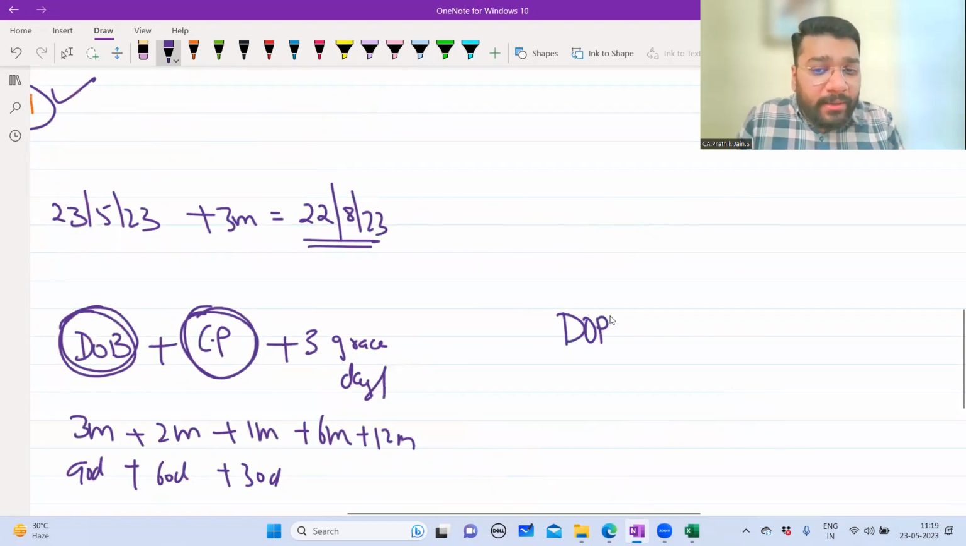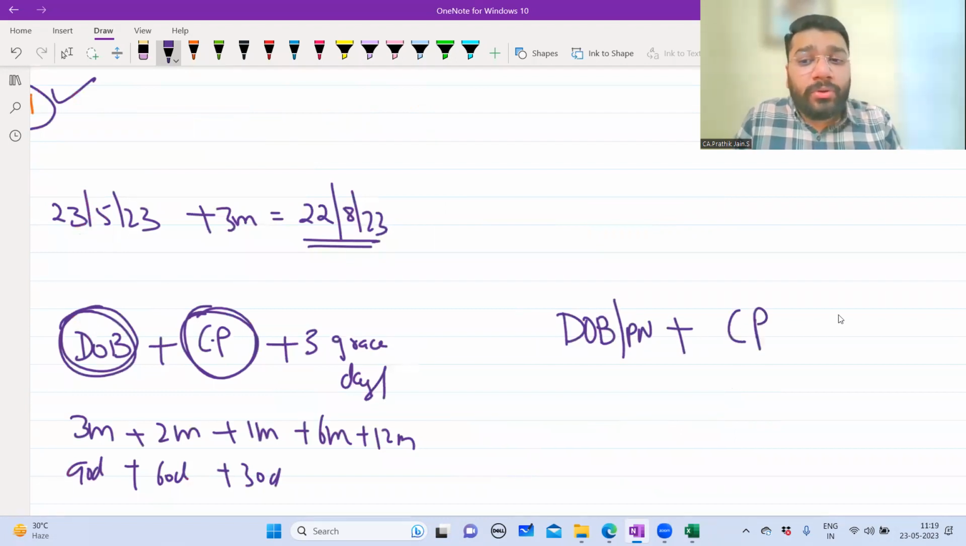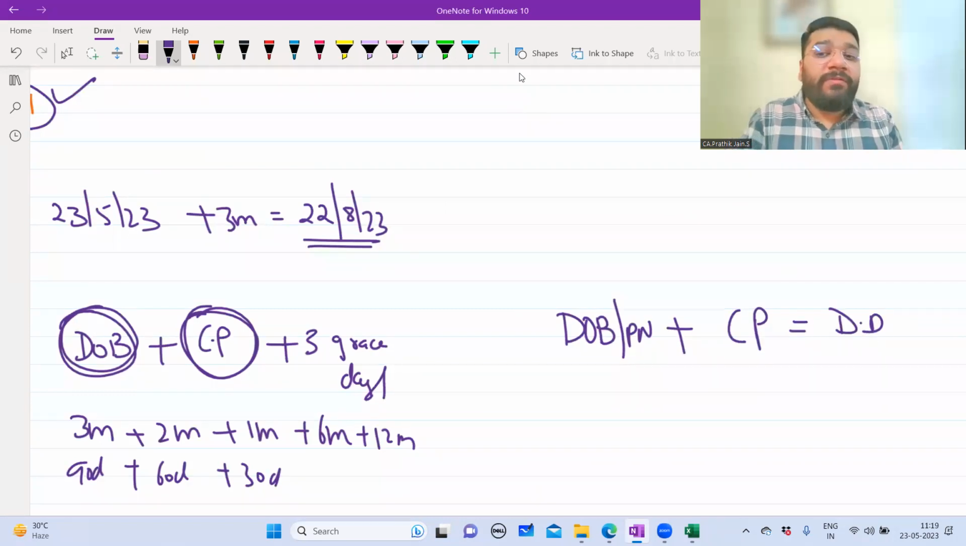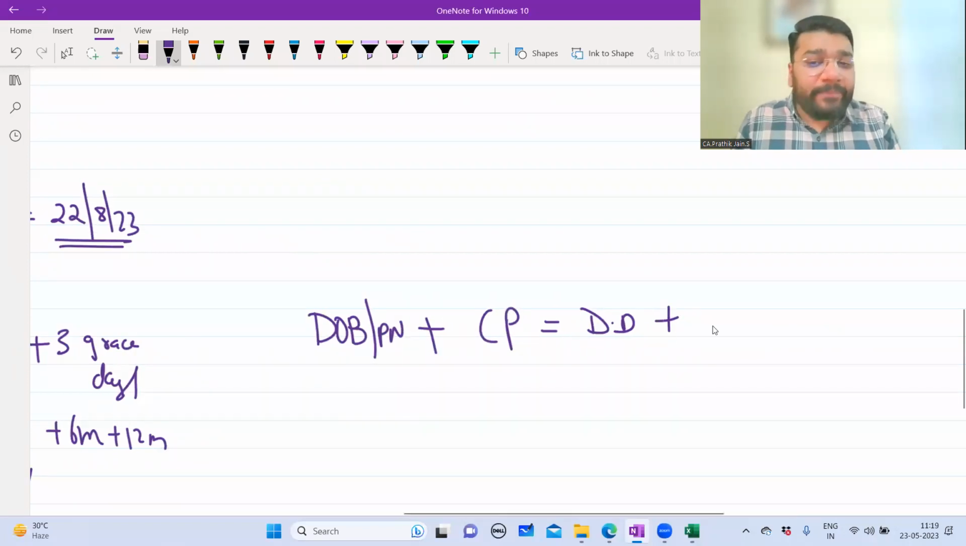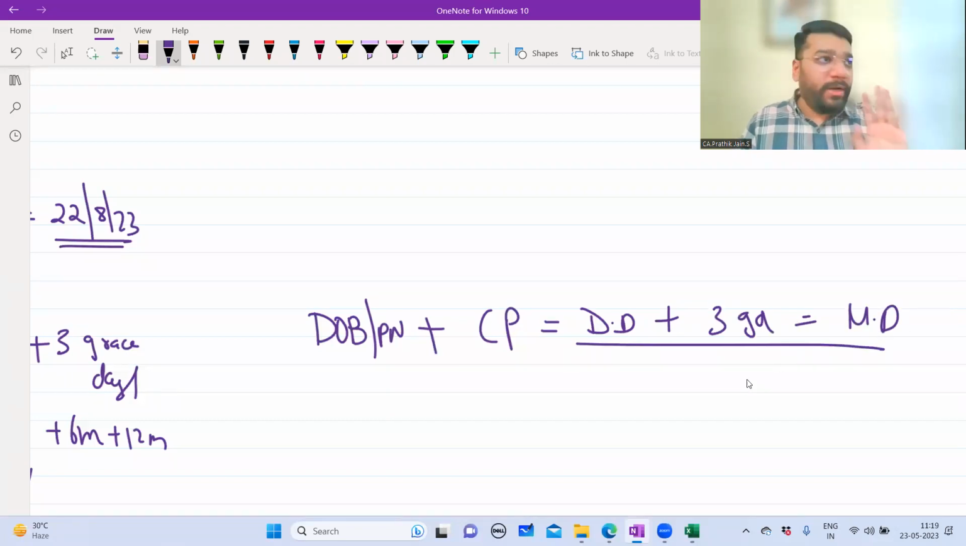Date of bill or a promissory note plus credit period is equal to due date. With the due date, if you add 3 grace days, that becomes the maturity date. Technically, this is what it is.